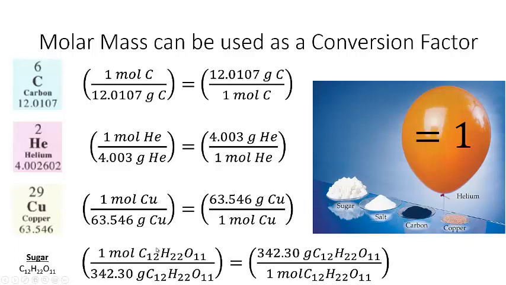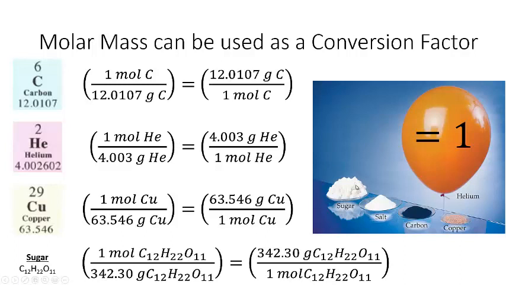And this down here is sugar. So you've got 1 mole of that sugar over the mass of that molecule. And now notice on each of these things, it's always 1 mole, 1 mole, 1 mole, 1 mole. And that's because 1 mole weighs the amount you see on the periodic table. But there are always going to be different masses.